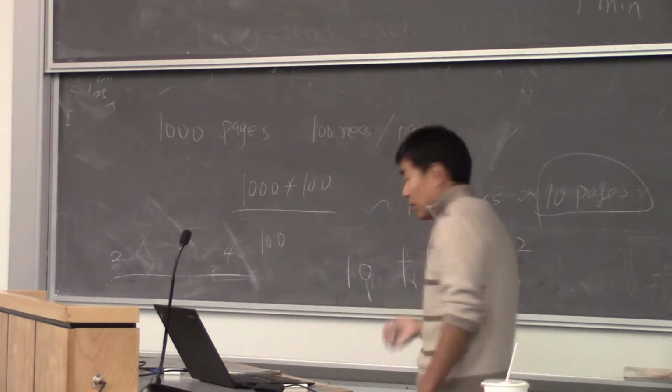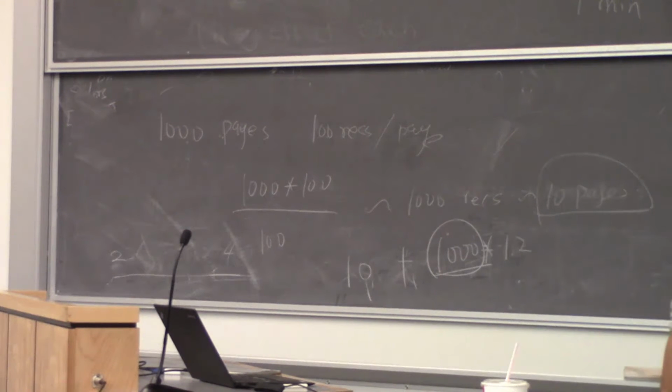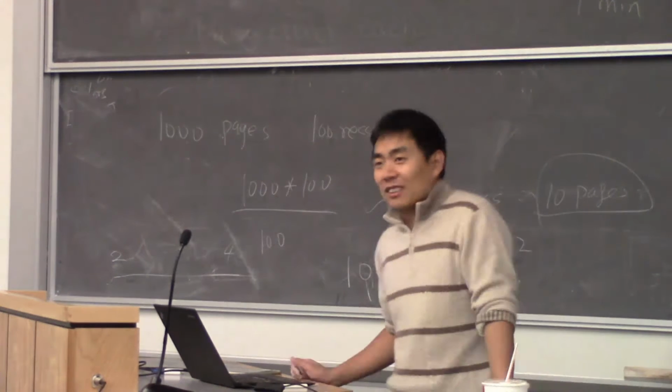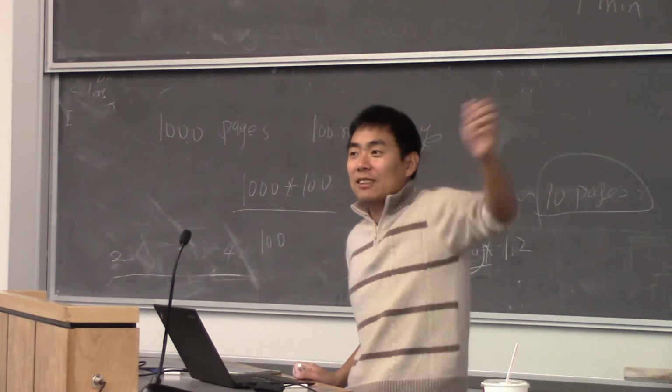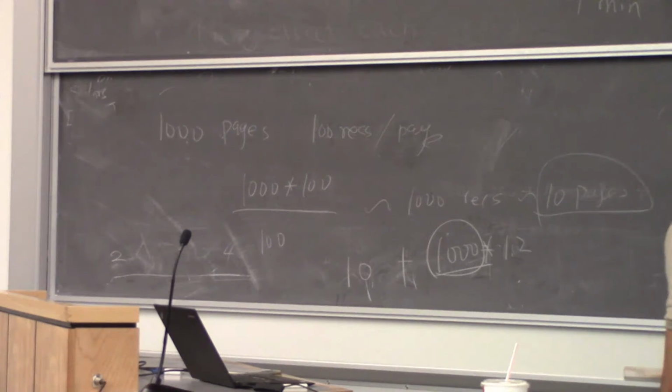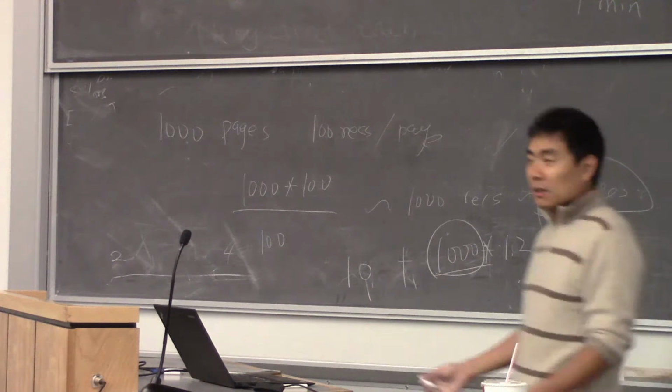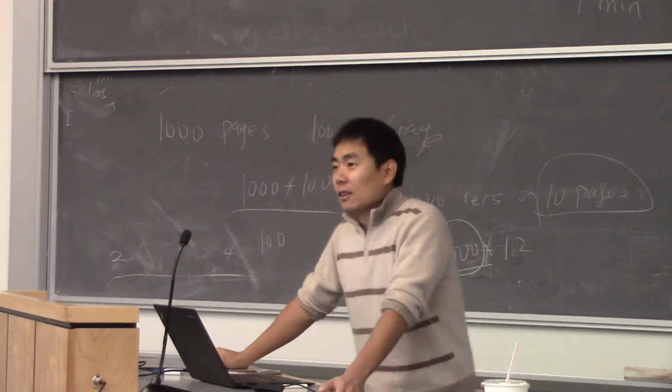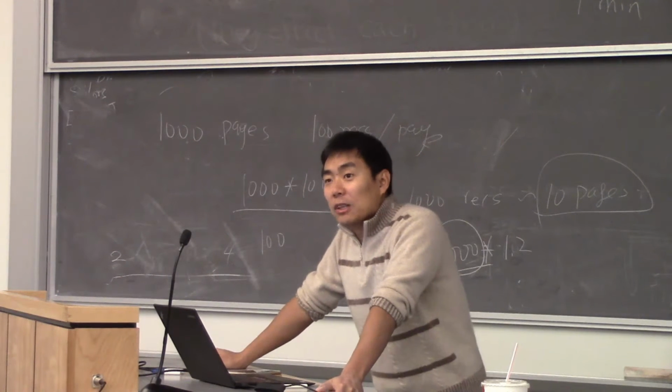So the total cost is what? 1,200 IOs. So we go from 500,000 IOs to 1,200 IOs, which is about 1.2 seconds. So we go from 8 to 9 minutes to 1.2 seconds.